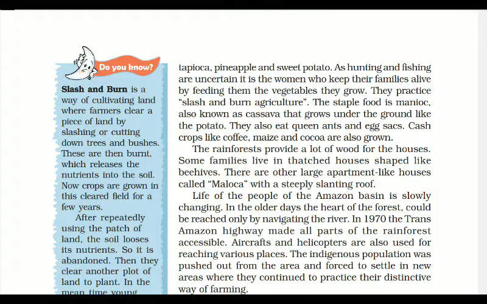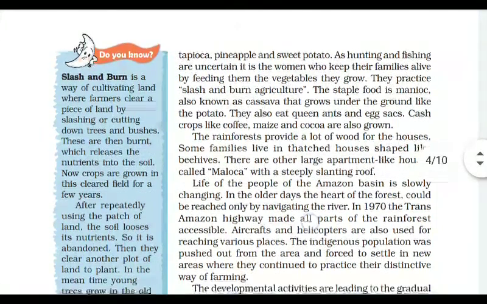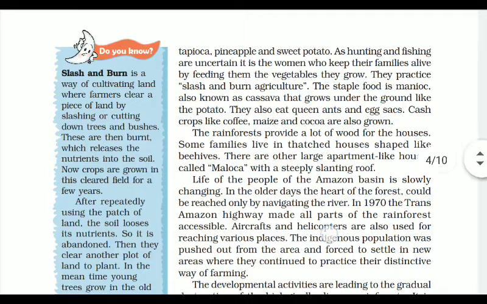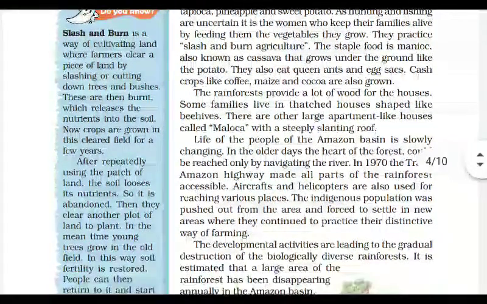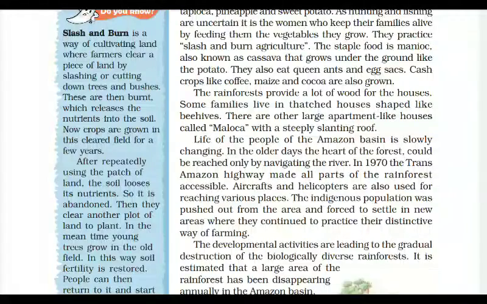Here it is. The staple food is manioc, also known as cassava, that grows under the ground like the potato. They also eat queen ants and eggs. Cash crops like coffee, maize, and cocoa are grown here. The rainforest provides a lot of wood for the houses.